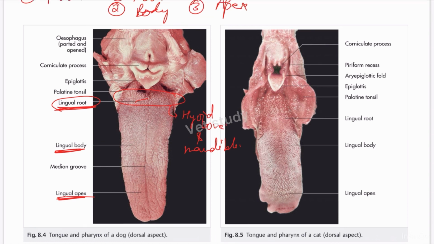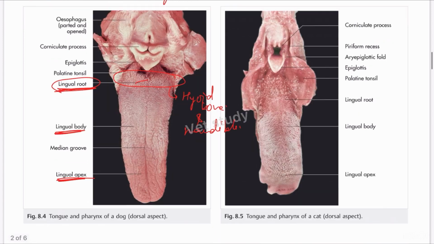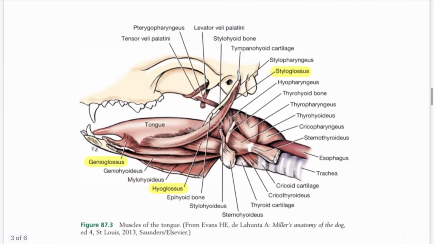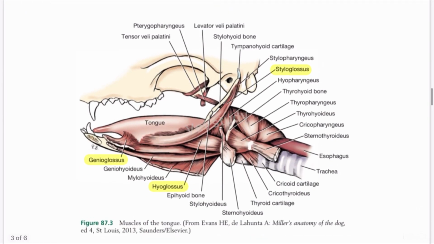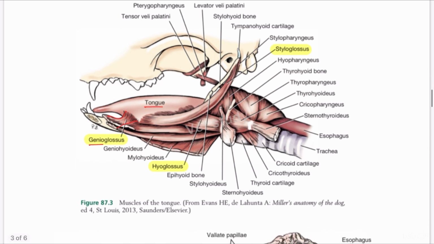Let me show you the position of the hyoglossus and genioglossus muscles. Just look at this diagram. This is the genioglossus muscle. As you can see, this is the tongue and this is the mandible, right? So it is attached to the tongue and the mandible. Now the other muscle is the hyoglossus muscle. The hyoglossus muscle attaches the tongue to the hyoid bone, as we all know, right?